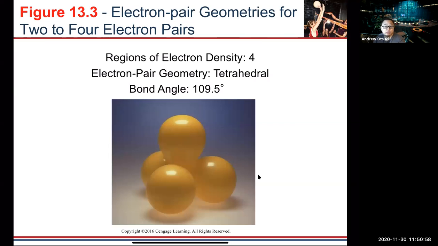Now this is the tetrahedral shape, 4 regions of electron density, and the bond angle adopts as a 109.5 degrees. Okay. So that is tetrahedral. Those are the 3 shapes you need to know. So you'll get a lot of practice with this with the homework. So I encourage you to do the homework.